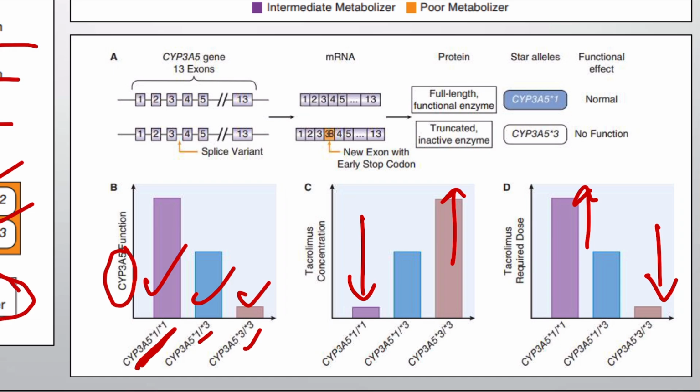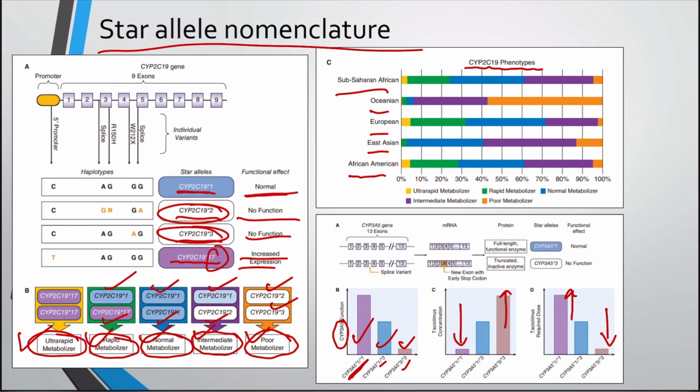So this is the implication of pharmacogenetics and pharmacogenomics in drug metabolism, and how we need to monitor the dose and how we need to actually modulate the dose for different types of individuals based on their genetic makeup.